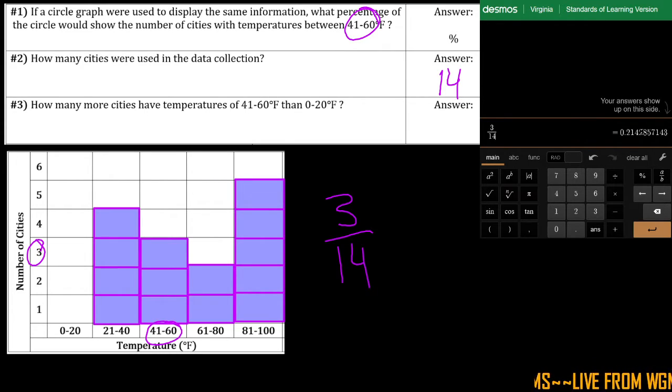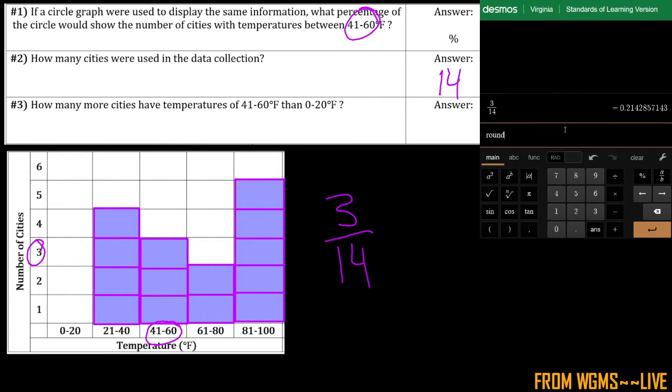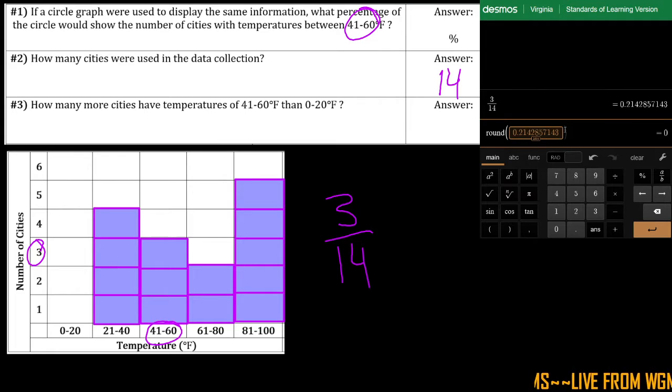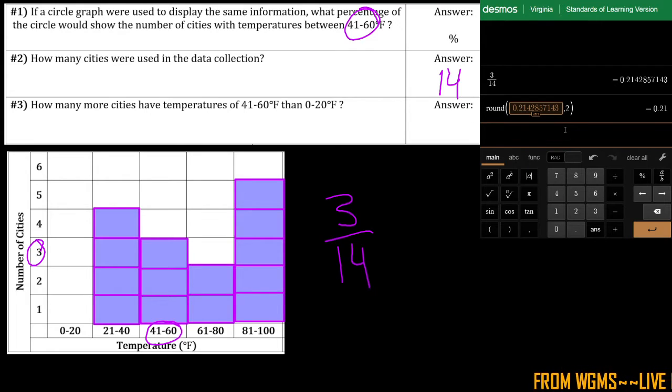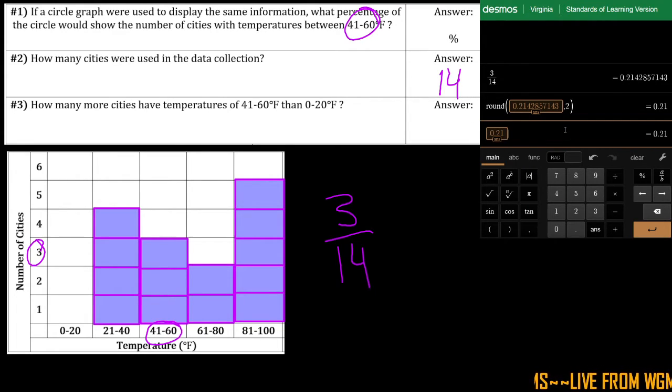And then I can round my answer. I want to round my answer to the second decimal place because I'm looking to change that to a percent. So I can take my value and multiply it times 100 to get my percent. So that is going to be about 21%.